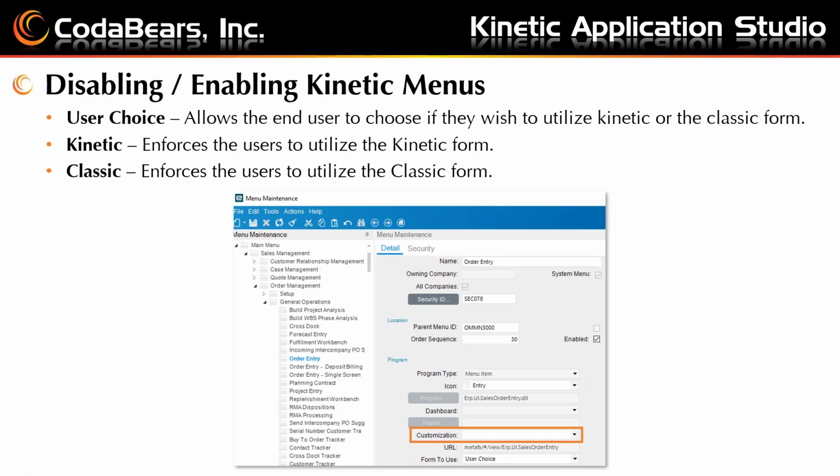But this just shows you that when you do decide to upgrade to Kinetic 2021, you can still use your classic forms, and then slowly, as IT and programming is busy converting your sales order entry customization to a Kinetic sales order entry customization, you can enable each form at a time and slowly roll out your Kinetic screens until you're fully Kinetic. So this isn't an upgrade where, oh my gosh, IT has to rewrite every single customization. No, they can upgrade and use the classic forms for a while.